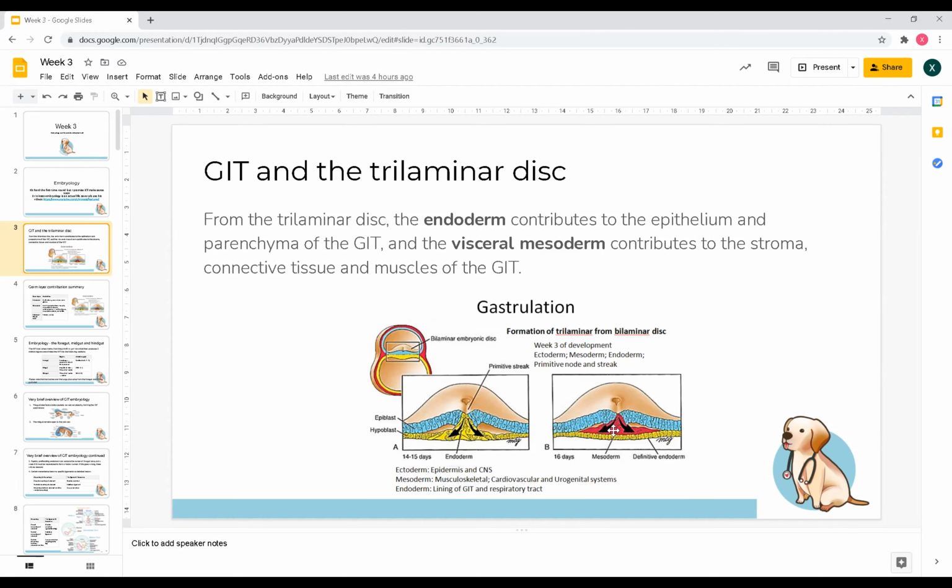In the GIT, the visceral mesoderm gives rise to stroma, connective tissue, and the muscles of the GIT. How I like to think about it is M for middle, M for mesoderm, and M for muscles as well. That's an easy way of remembering it. By the way, stroma is just another fancy word for a specific type of connective tissue. And then the ectoderm, which is the outside part of the disc, contributes to the neural tissue, so all the nerves, as well as the skin of the abdomen. It also gives rise to the epithelium of the hindgut, but that's not really that important, I don't think, so you can ignore that aspect.